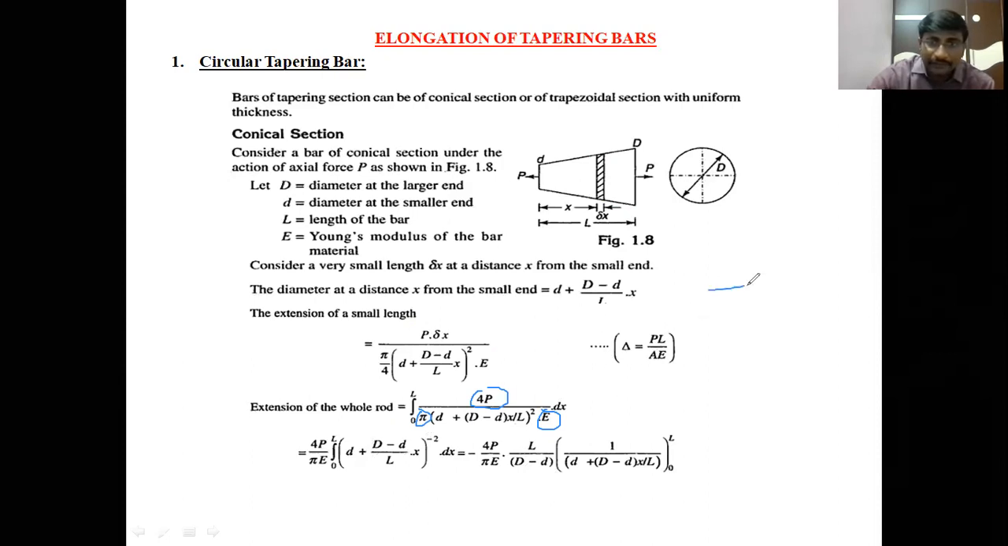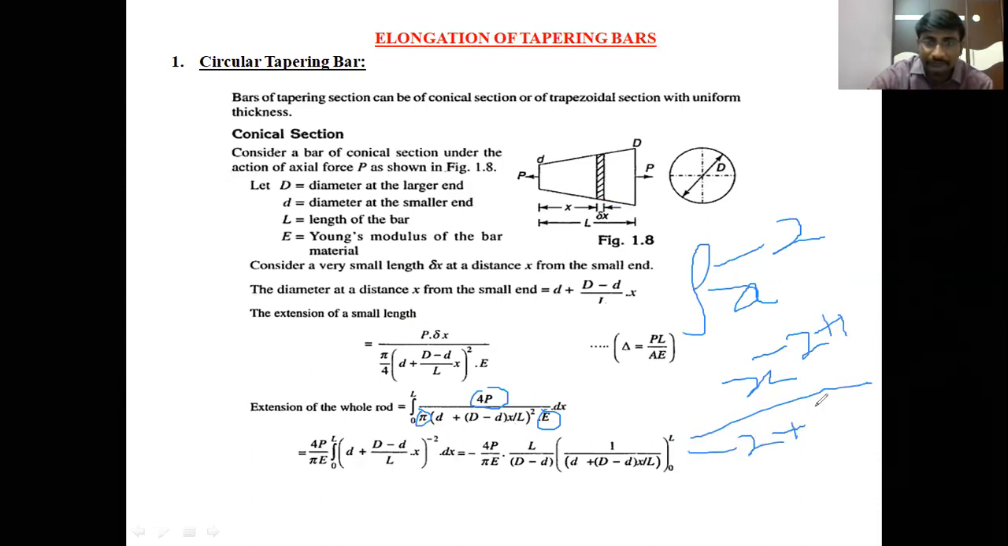it is in the form of x power minus 2. What is the integration of x power minus 2 with respect to x? x power minus 2 integration gives x power minus 2 plus 1 by minus 2 plus 1, so x power minus 1 by minus 1. So minus x power minus 1, that means minus 1 by x. So for x power minus 2, or 1 by x square, the integration is minus 1 by x.